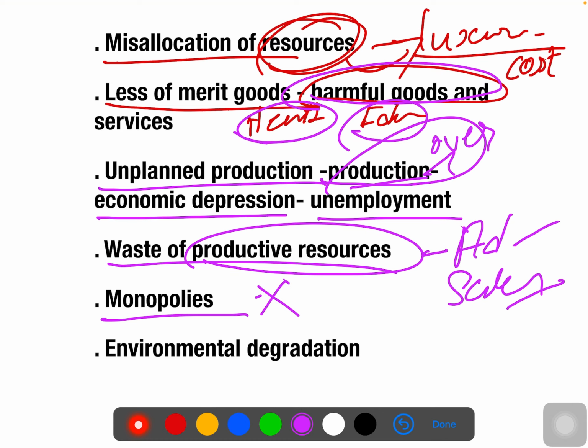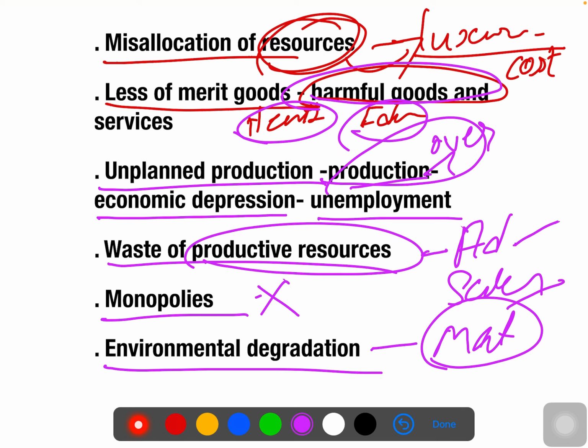And the last demerit of the capitalist economy is environmental degradation. Here everybody becomes materialistic. We just think about material goods. We are least bothered about unethical consumption, that we have to save the environment and nature and should not degrade it, because we have become so materialistic and unethical as consumers. We continuously consume whichever goods make us happy, but we are not thinking about the environment. Because of that, environmental degradation in a capitalist economy is high. So these are the demerits of the capitalist economy.